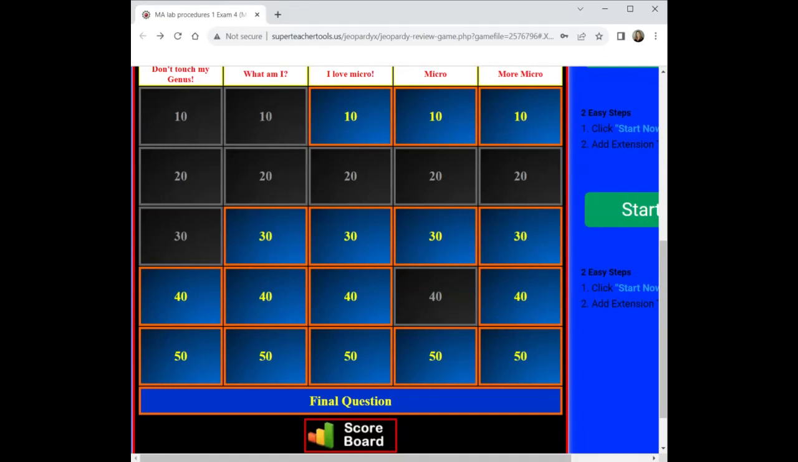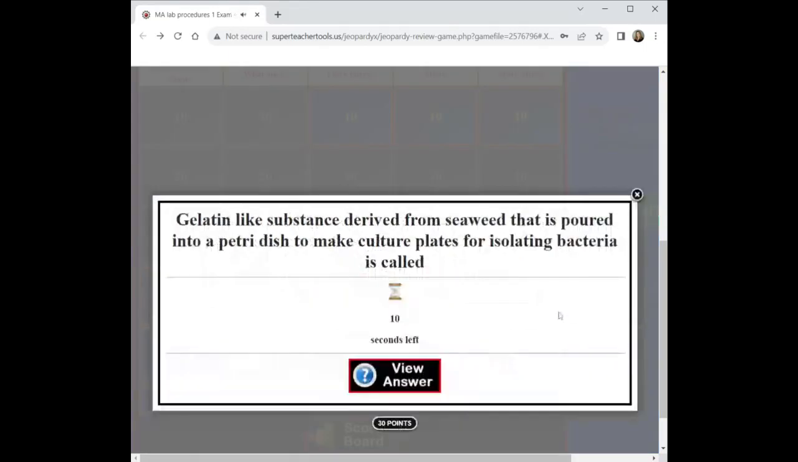How about the I love micro for 30? All right, gelatin-like substance derived from seaweed that is poured into a petri dish to make culture plates for isolating bacteria.